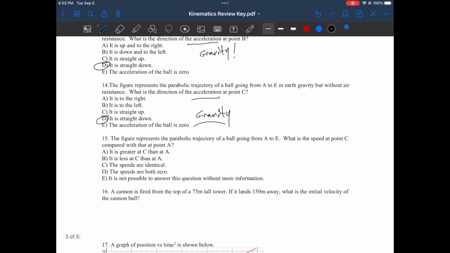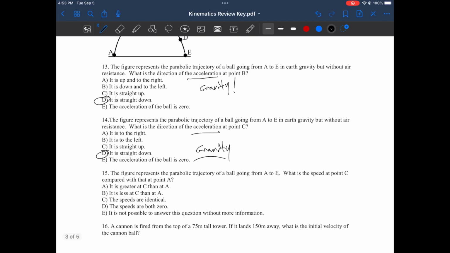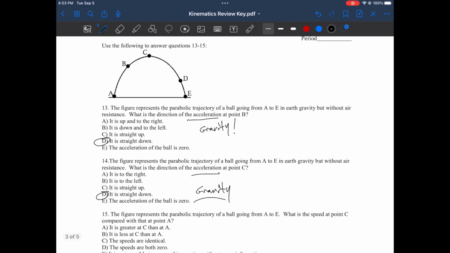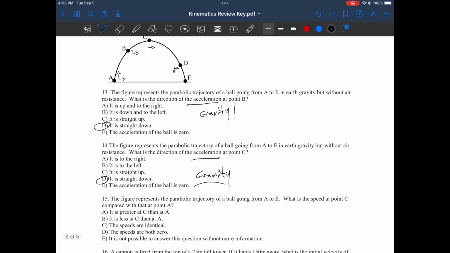What is the speed at point C compared to that at point A? Well, let's go back up to the diagram. Points A, B, C, D, and E all have the same horizontal velocity. Point A has the largest positive vertical velocity. B is going to be a little bit smaller. C has no vertical velocity. D has a medium downward vertical velocity. And then E would have the largest downward vertical velocity.